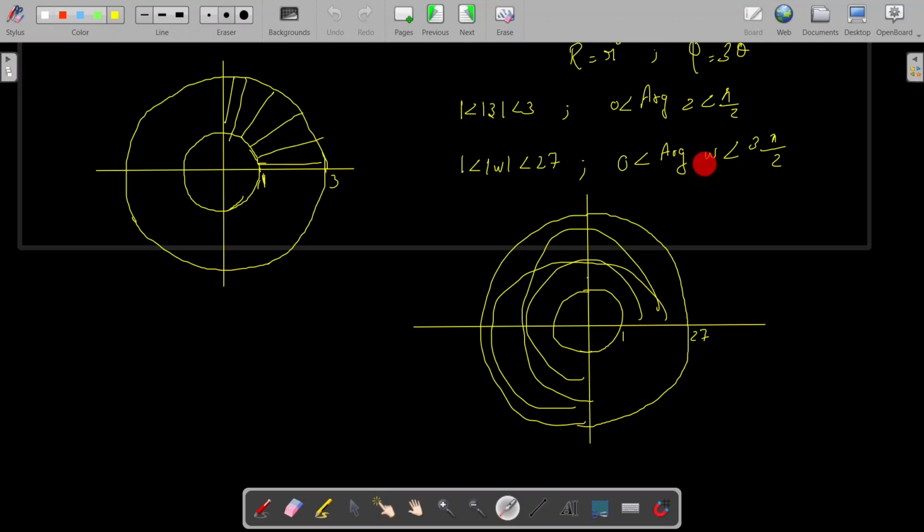And the argument of the points must lie between 0 and 3 pi by 2. 3 pi by 2 means from here to here it is pi by 2, 2 pi by 2 and 3 pi by 2. So the image of this particular region in the z plane is the set of all points in the w plane which lie here in this region.